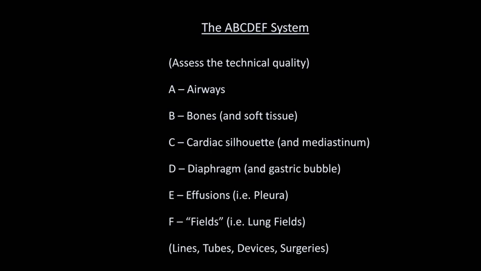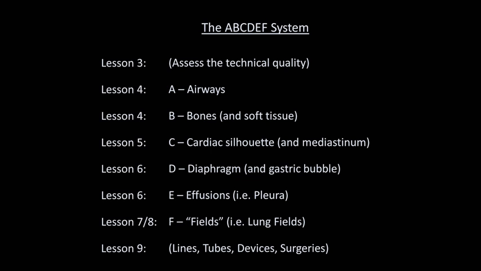You may have noticed that the list of items here lines up really nicely with the remaining videos in this series, which of course is not a coincidence. But before you can identify pathology of each of these anatomic structures, you first need to know where they are on the X-ray and what they normally look like. So let's go through the X-ray anatomy of A to F one at a time.